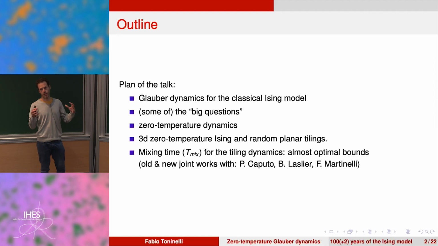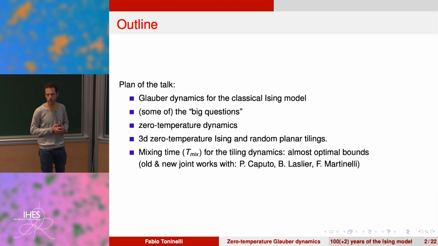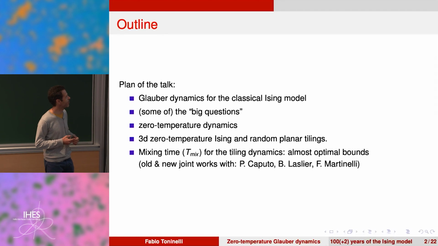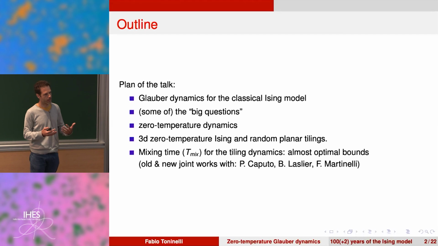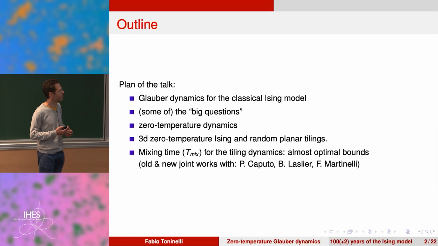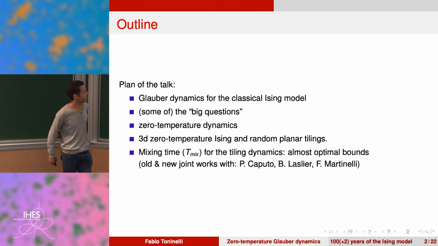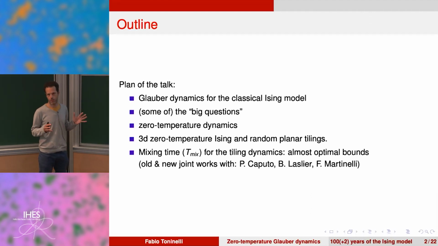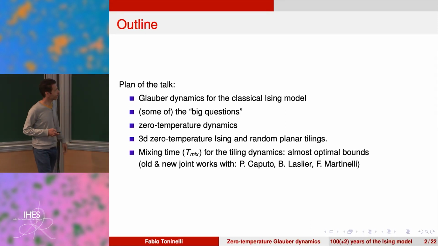Then I will concentrate on a more special situation, which is the zero temperature dynamics of the Ising model, which is still quite non-trivial and actually mathematically very aesthetically pleasing, I would say, even more than the non-zero temperature. And I will show the connection with random tilings, which is probably very well known to many of you, but still. And then come to some results, old and new, about mixing times for the zero temperature Glauber dynamics. I will be mostly in 3 dimensions, but 2 dimensions will also appear for comparison.